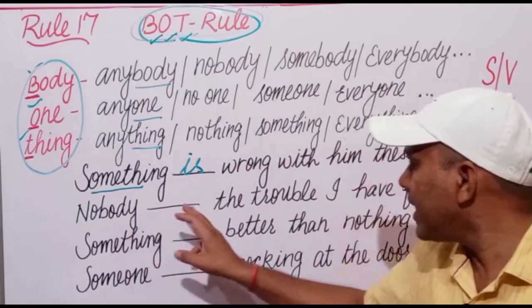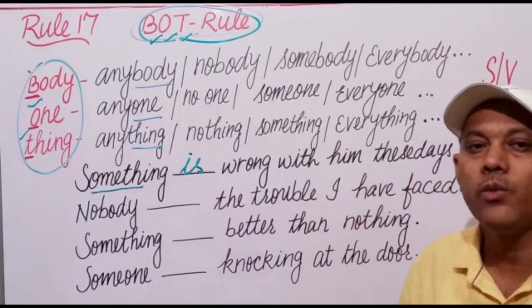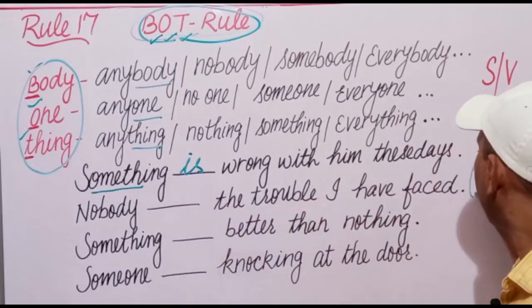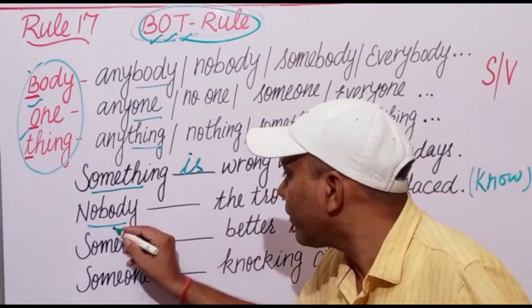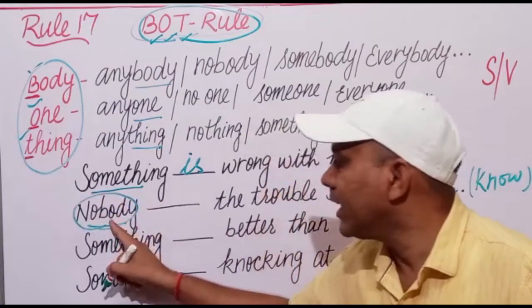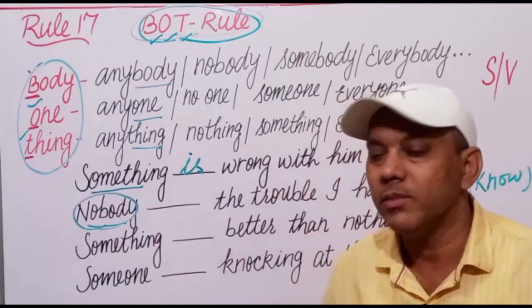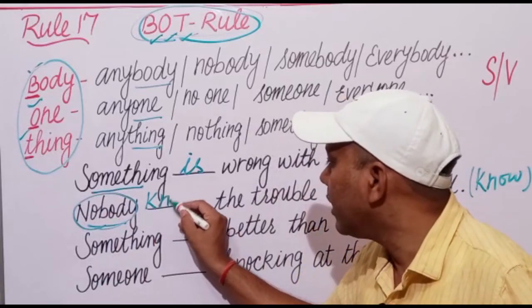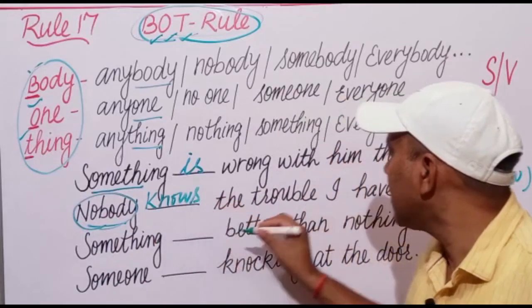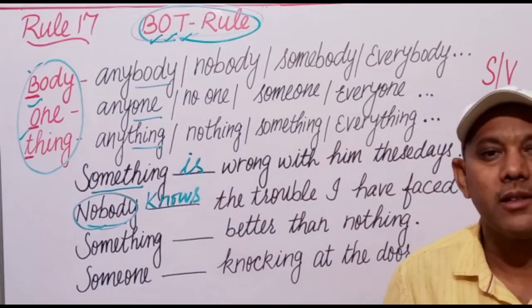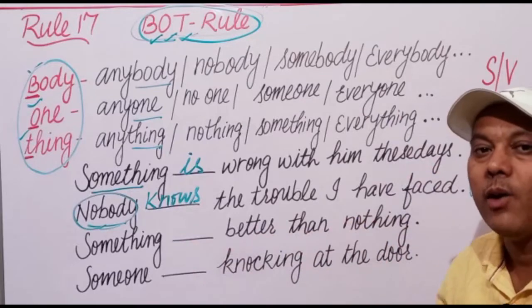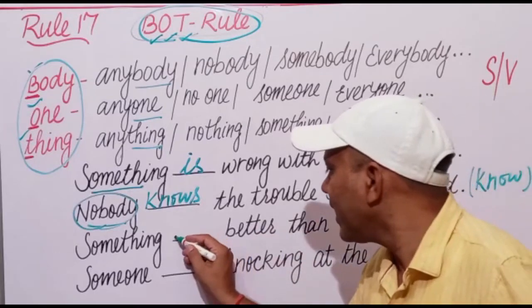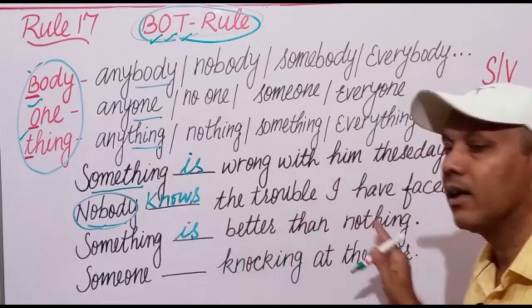Next is: Nobody dash the trouble I have faced. Fill in the correct form of the verb 'know'. Nobody, as we know, when this is used as a subject, it will take a singular verb. So, we shall use: Nobody knows the trouble I have faced. Next is: Something dash better than nothing. A well-known saying: Something is better than nothing.